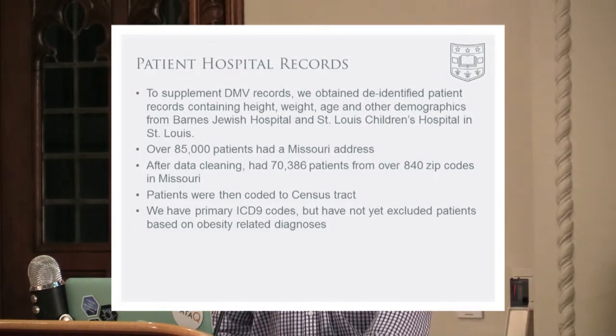So patients were geocoded to census tract. I did obtain their street addresses. We do have their ICD-9 codes, or diagnosis codes. So potentially in the future, we can exclude folks who potentially had obesity-related diagnoses. However, there's pros and cons to that. If you exclude those folks, then your sample is no longer representative of the population. So we're not sure how we're going to treat that just yet.